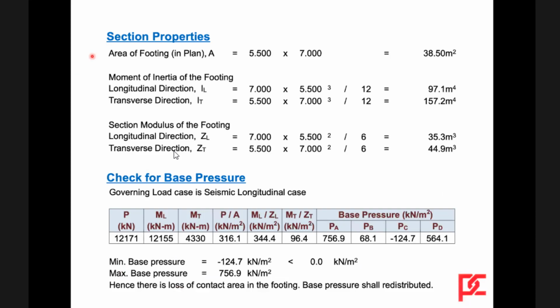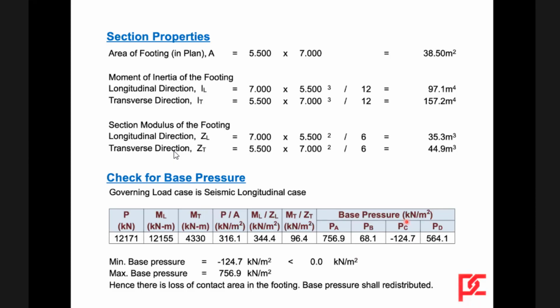Then section properties of the footing are calculated: area, ZL, ZT, and check for base. Using these properties and the loads, base pressures are calculated. In the 4 corners of the footing, we are getting a maximum pressure of 756 and a minimum of minus 124. That means there is a tension. One corner is losing contact with the earth.